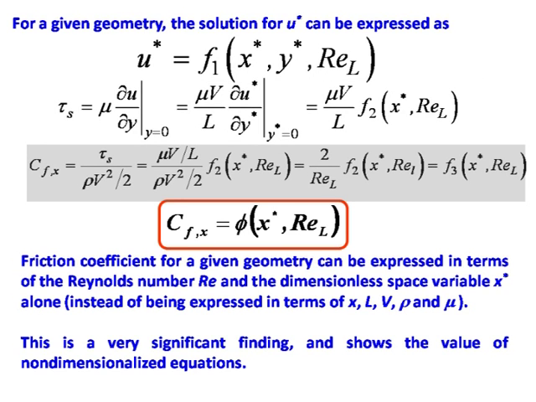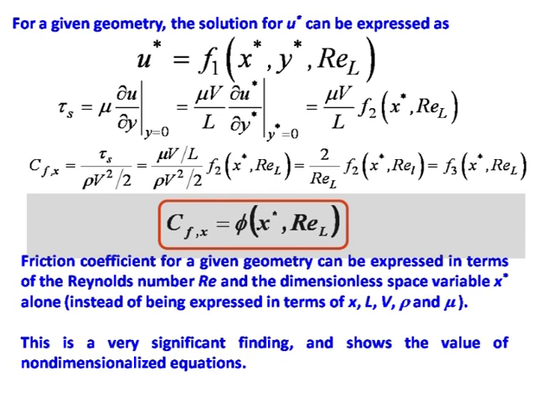Cf x, coefficient of friction, is therefore, by our definition, tau divided by 1 half rho v squared in the denominator. Tau is mu v by L, divided by rho v squared by 2, times f of x star, Re_L, and this is nothing but 2 divided by Reynolds number times a function. What does this tell me? It is so important, so important, so elegant. Coefficient of friction for a case with dp by dx equal to 0 is nothing but a function of the local position and the local Reynolds number.